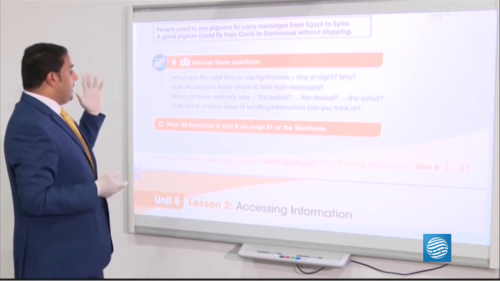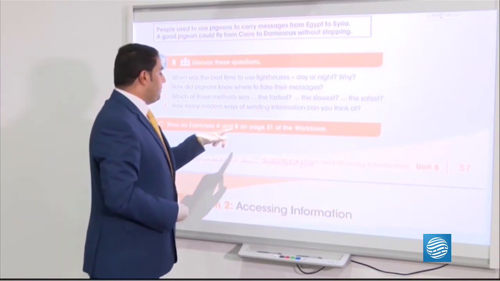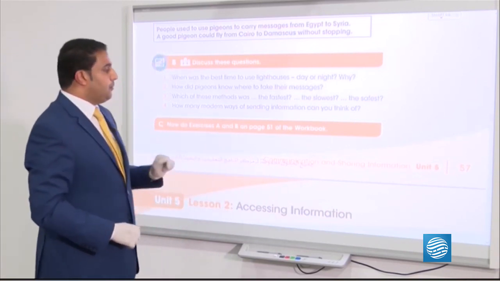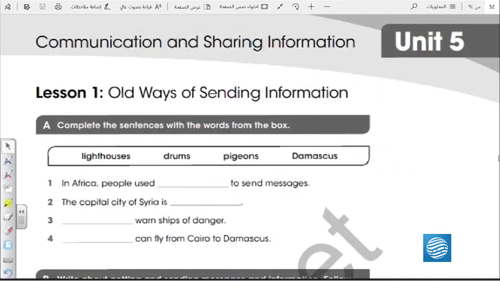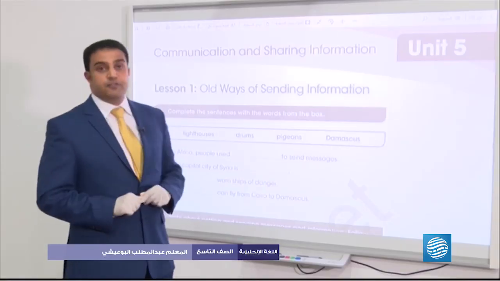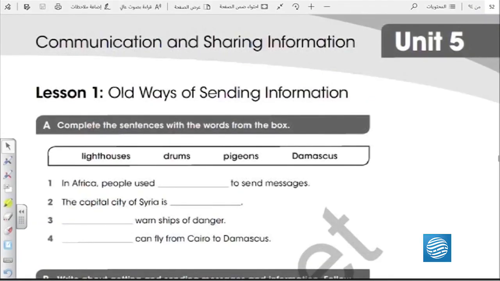Okay. So now let's go to the workbook and open it on page 51, please. Open your book on page 51. So we all opened our workbook on page 51, unit 5, exercise A. Old ways of sending information. The most important thing on this page is this question.